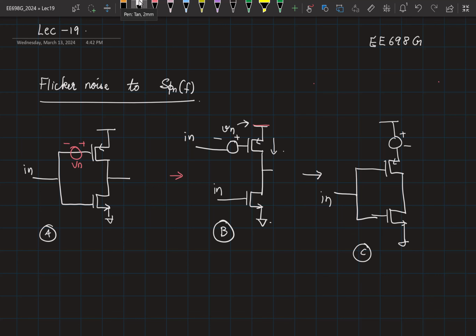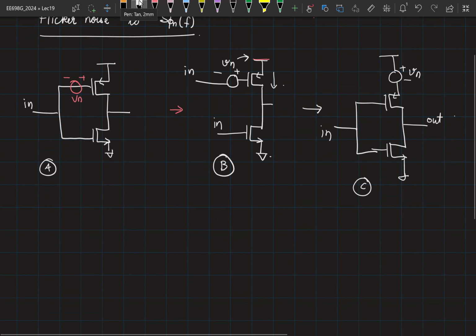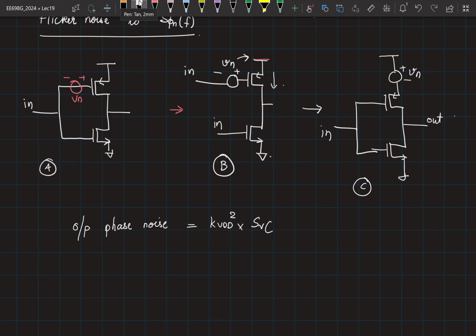So now I can simply connect this like this. This is input, your output. Now, given that I have added Vn closer to the supply, I can also assume that this is similar to a supply noise. So, if this is supply noise, then what would be the profile of the output phase noise? So, is it KVDD square? Yes. So, KVDD square times whatever was the voltage noise that you started with. And we assumed a flicker noise to begin with, which means it will have a 1 by F relationship. So if you have a 1 by F noise spectrum, the output phase noise will also have a 1 by F noise spectrum. Is that clear?